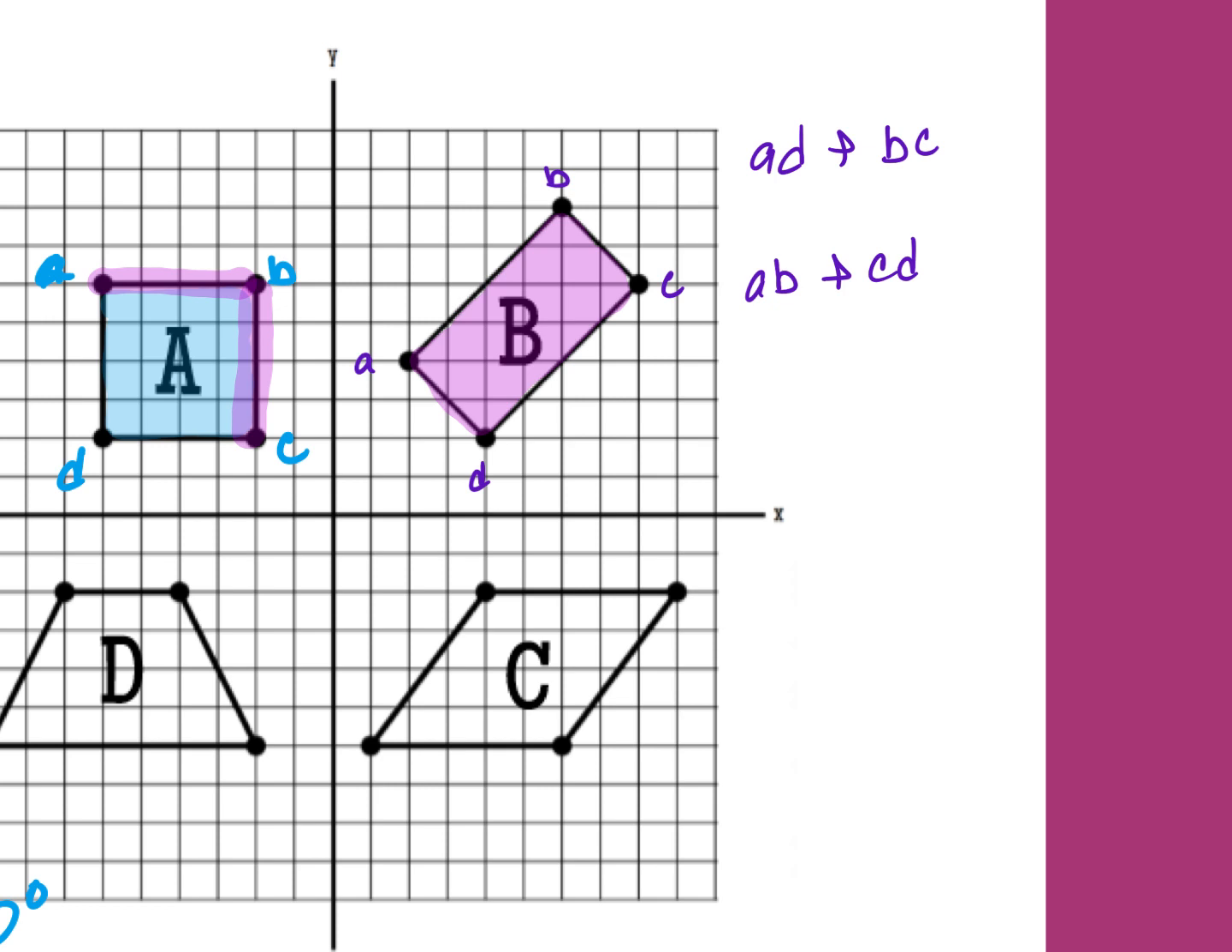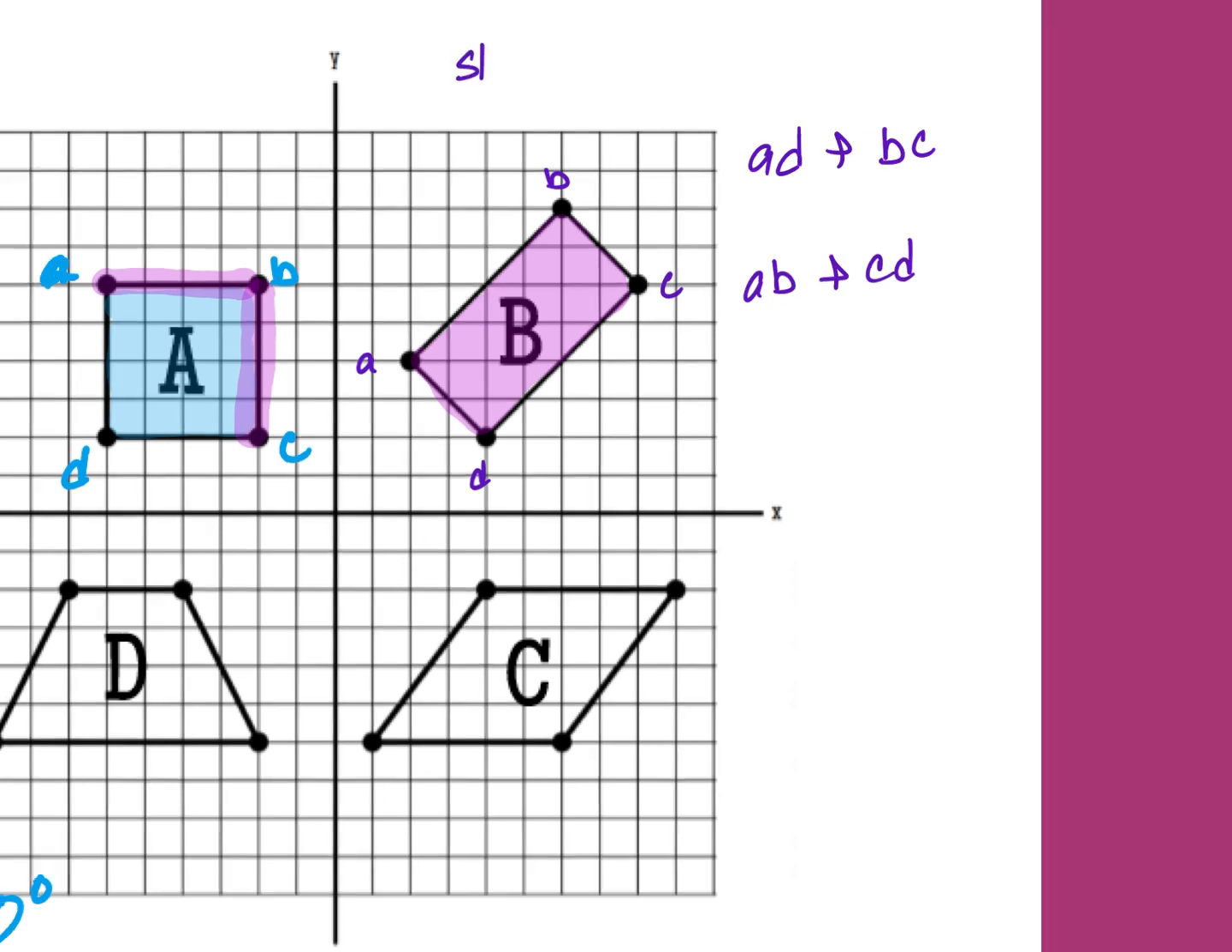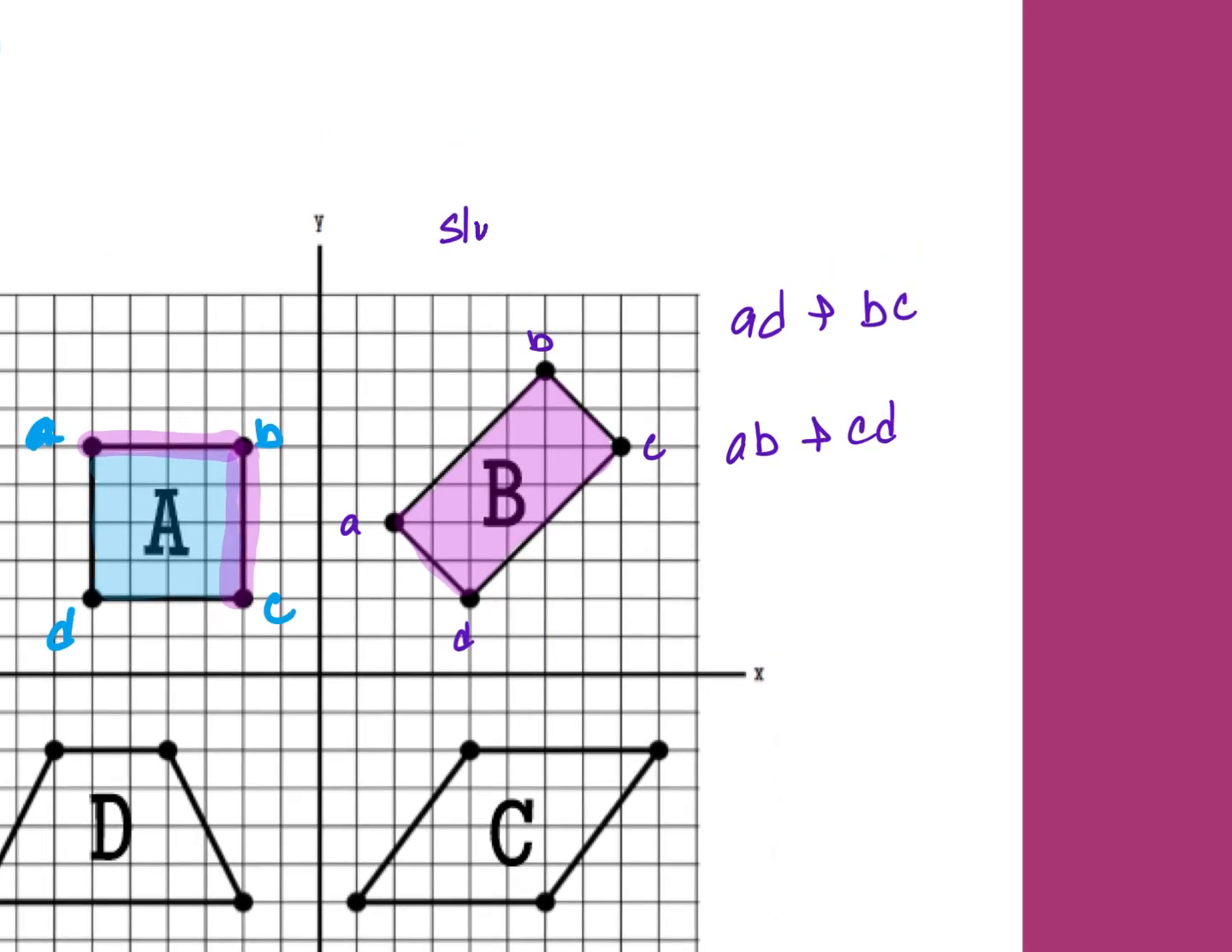And I'm on a coordinate plane, so how do I find slope if I'm on a coordinate plane? Rise over run, right? Slope equals rise over run, yeah? So I'm going to make a triangle. I'm going to do the first set first, right? And I'm going to make a triangle.